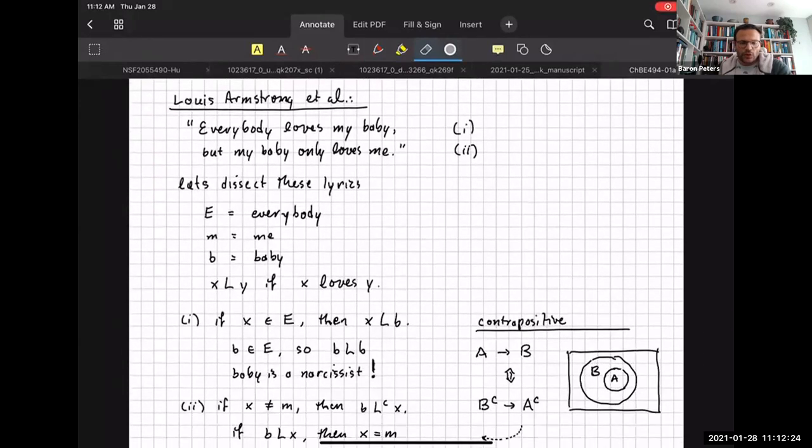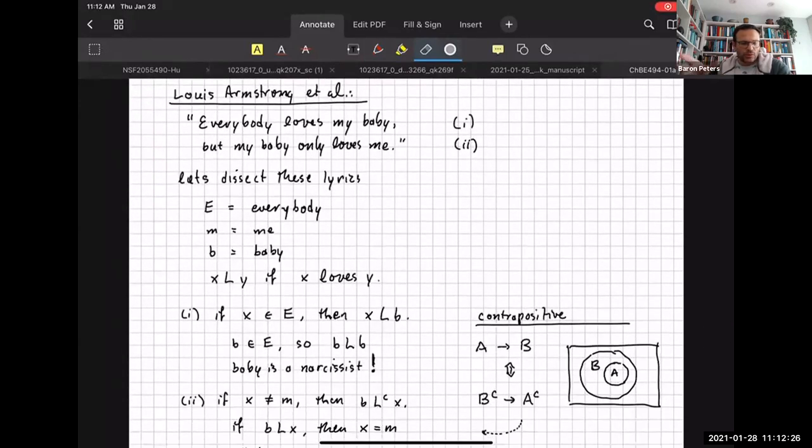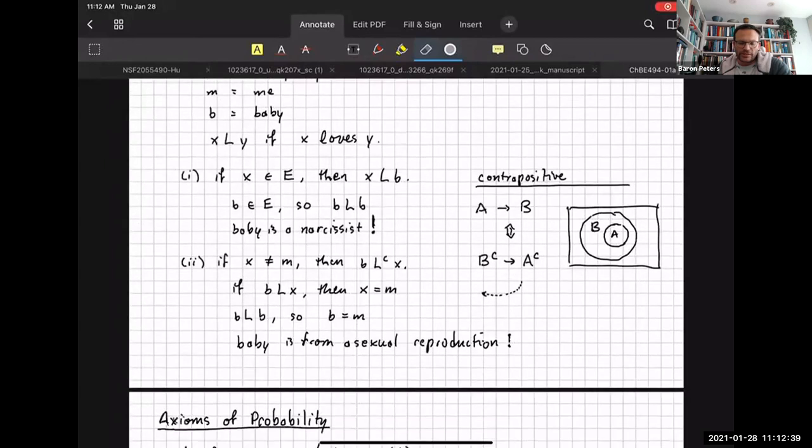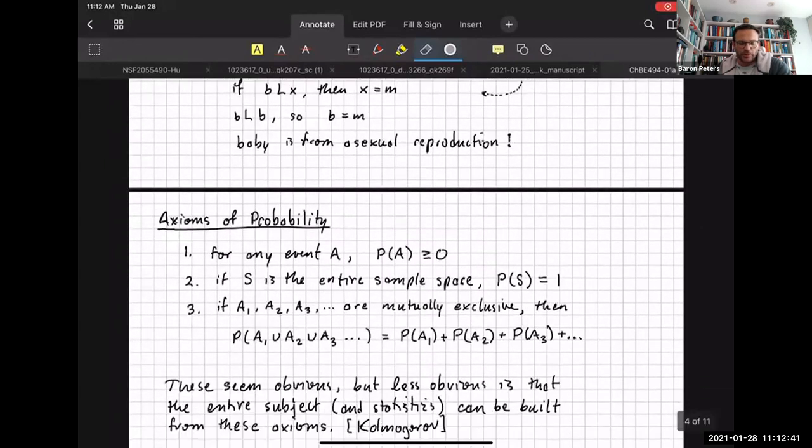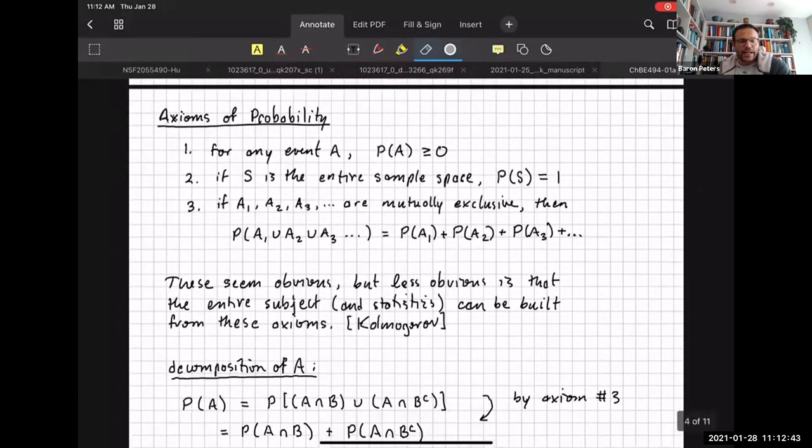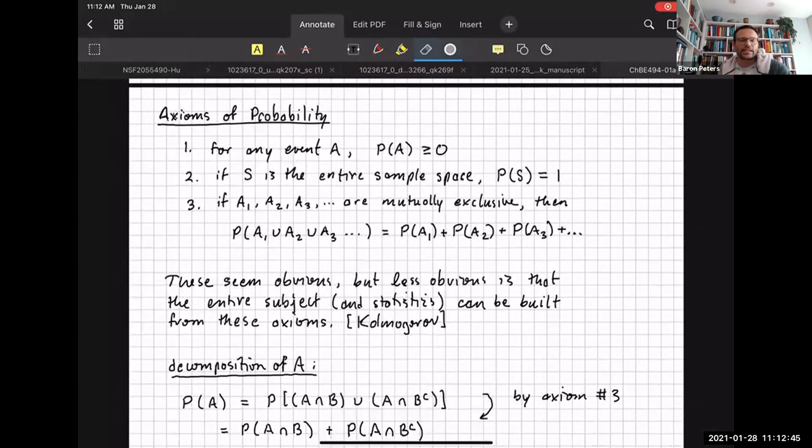Last time we did this little cute demonstration that you can take sentences and analyze them with set theory and sometimes find that the way we speak and practice is not really very logical. But everybody knows what Louis Armstrong meant. All right, so let's go ahead now and begin to talk about the axioms of probability.